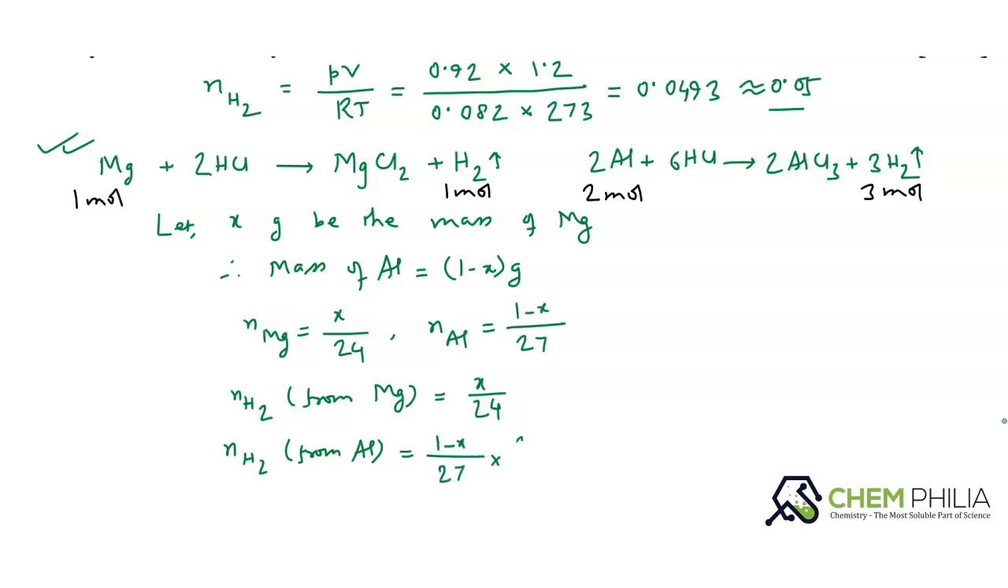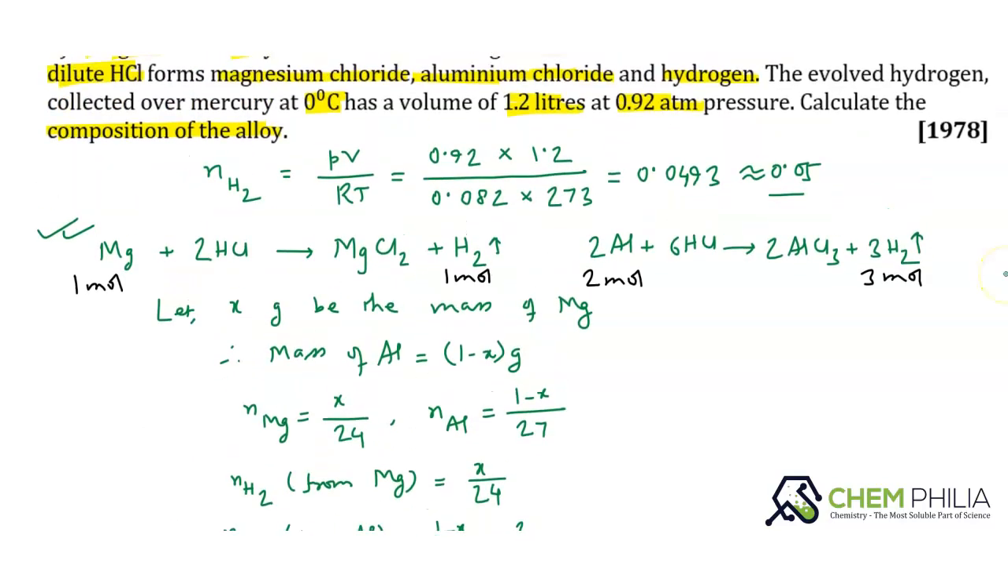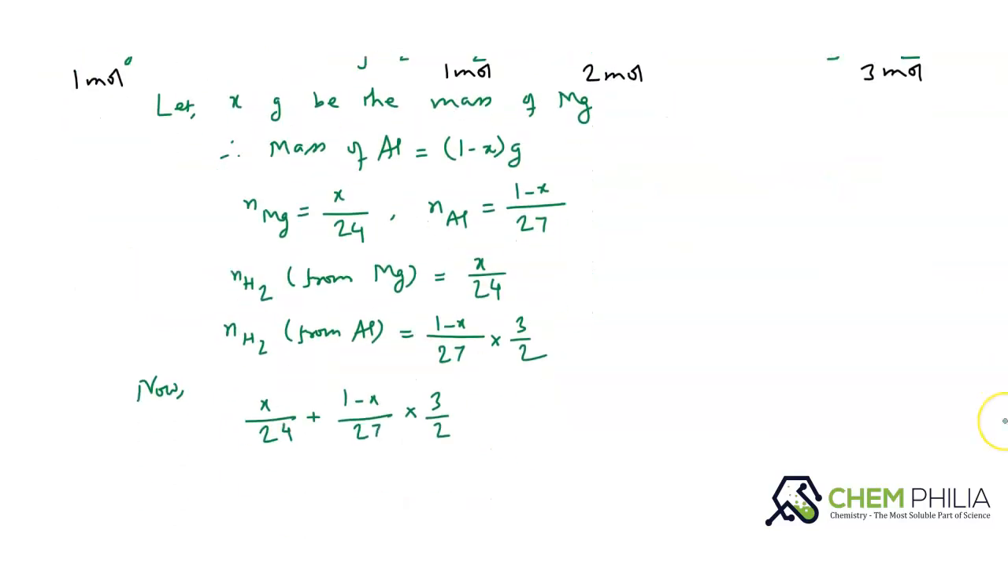It has to be multiplied by 3 by 2 to get the number of moles of hydrogen. Now the total number of moles of hydrogen is x upon 24 plus (1 minus x) upon 27, multiplied by 3 by 2. And if you see the calculation, the first part of the solution, the number of moles of hydrogen that we obtained was 0.05, which means it will be equal to 0.05, right?